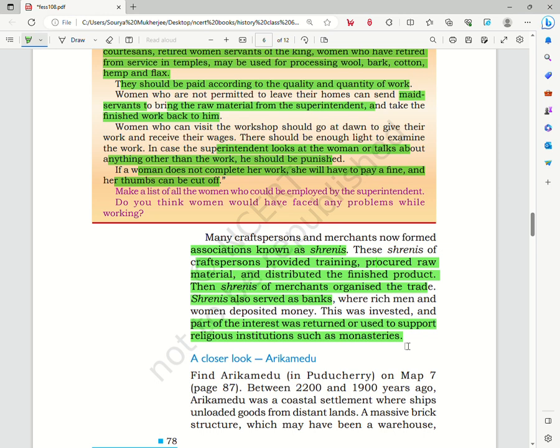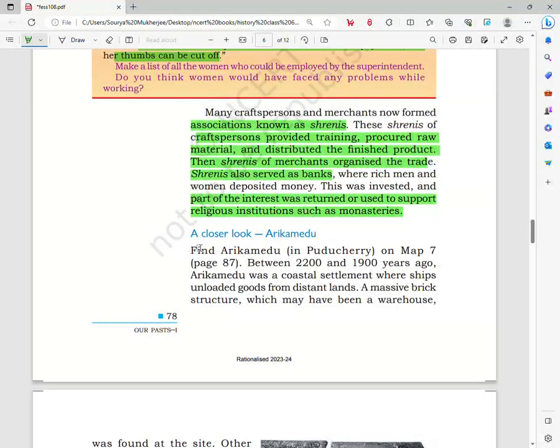And sometimes the interest that was generated from the money that was deposited was used for supporting different religious institutions, or the monks and shramanas who used to go to different houses to beg for food. This money was used to support them and build them viharas and places for them to stay and so on.